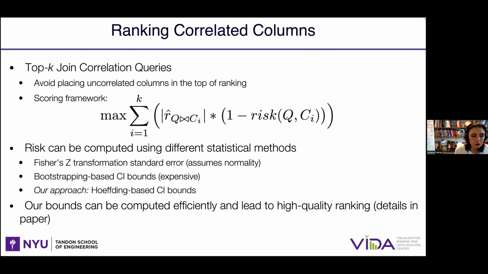This risk can be computed using different statistical methods like the Fisher-Z transformation. The drawback there is that it assumes a normal distribution. You can also use bootstrapping methods, but these are very expensive. What we proposed was a new method based on Hoeffding-based bounds. We showed that, using that, we can efficiently compute those bounds, and the resulting ranking is very good, and puts the really highly correlated tables on top of the ranking.